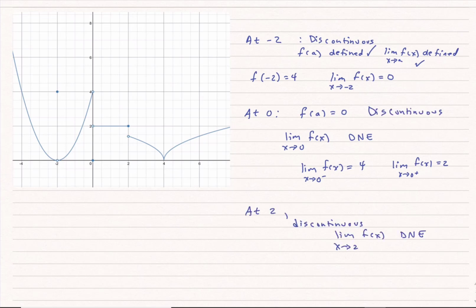Next, look at x equals 2. That will be discontinuous for the exact same reason that it was discontinuous at 0. That is, the limit as x approaches 2 does not exist for f of x because the limit from the left and the right are not the same number. However, the last point, x equals 4, that is a continuous function. f of 4 looks like it equals 0, and the limit as x approaches 4 from either side is also 0. So the point at 4 is continuous.